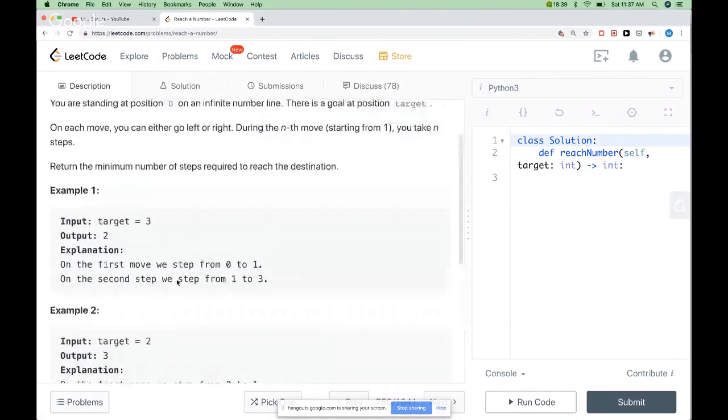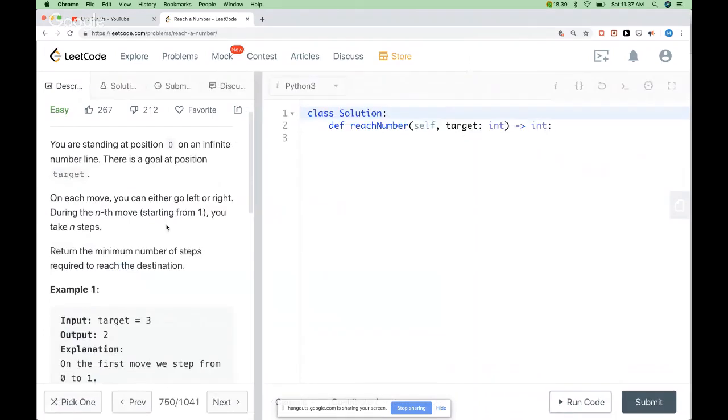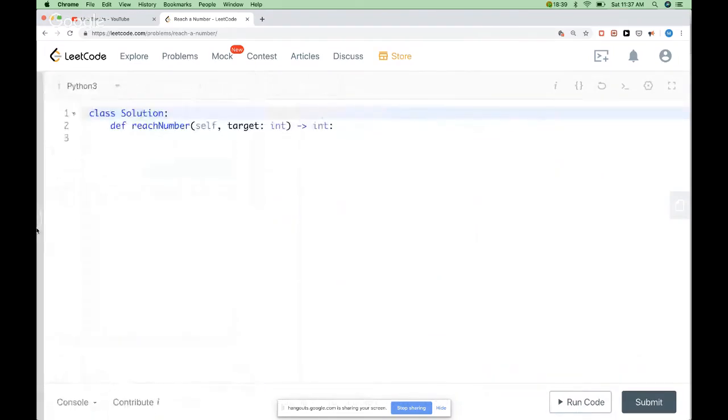So the goal here is to return the minimum number of steps we can do to reach the target that we get here. So let's see how we can approach this problem. What we are going to do is, let's first just try a couple of examples and see how this can be solved.